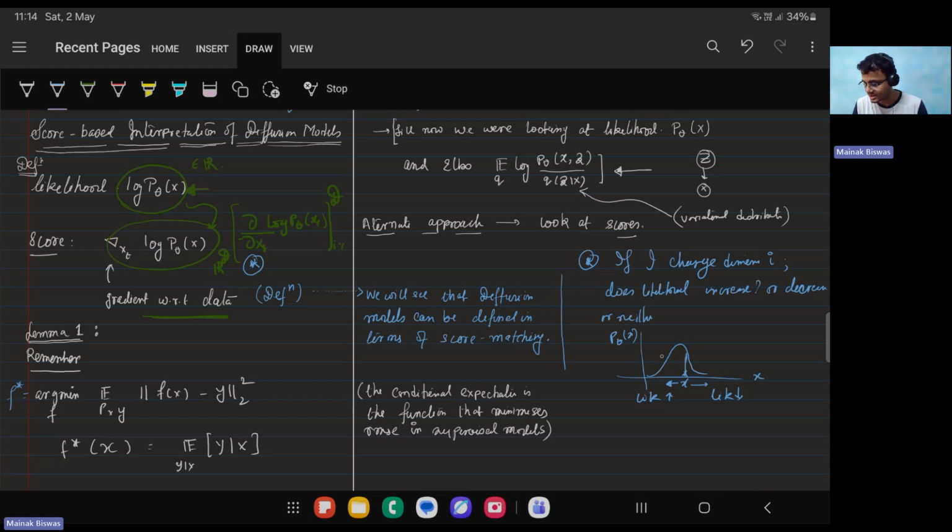So you can clearly see this is the likelihood function, which is going to decrease if I go towards the right. If I go to the left, it's going to increase slightly. And it could be non-linear. At one point it could decrease, at another point it could increase, right? So this is why score is important.